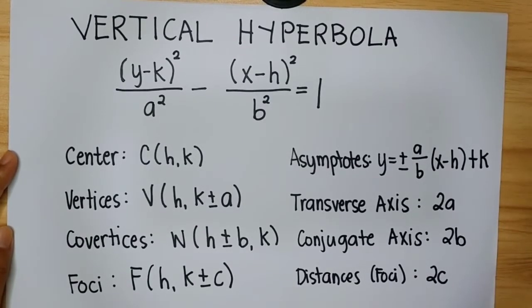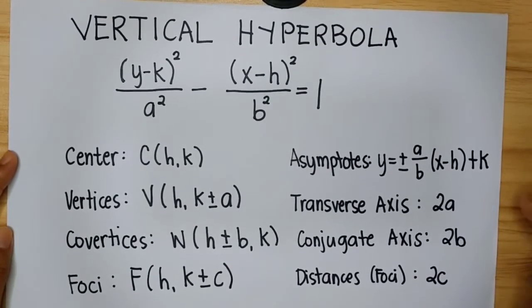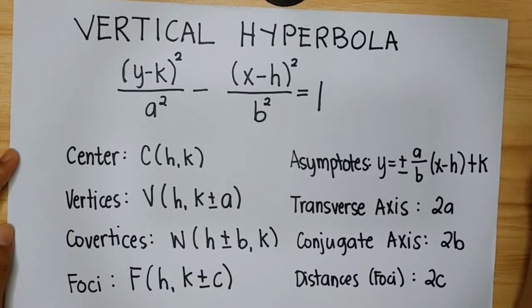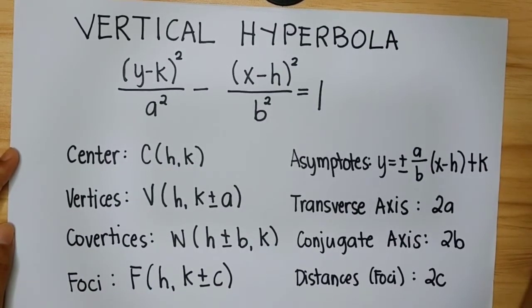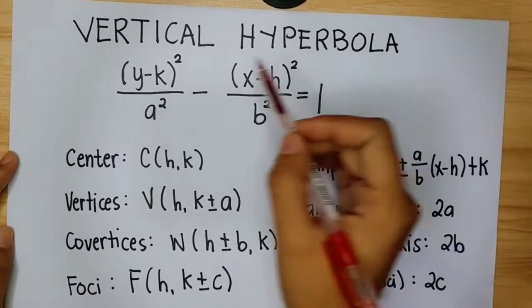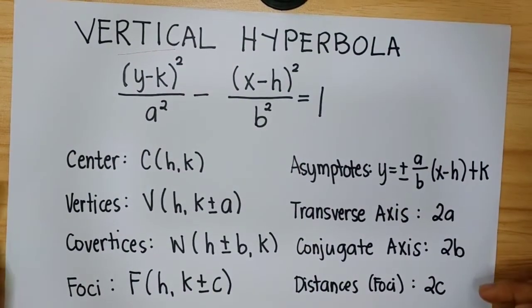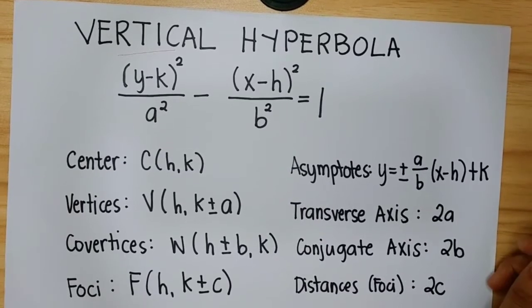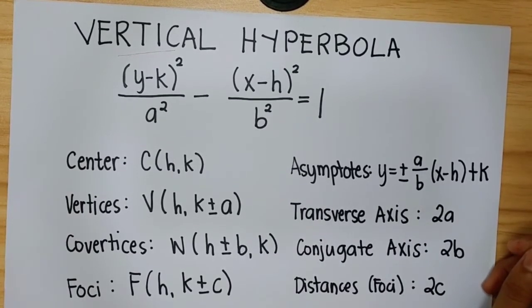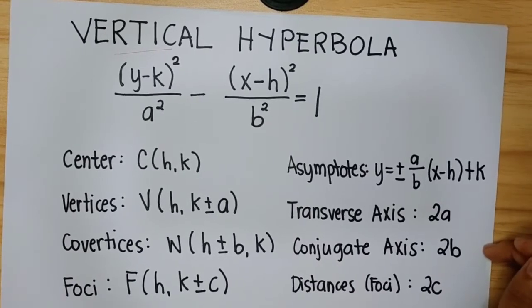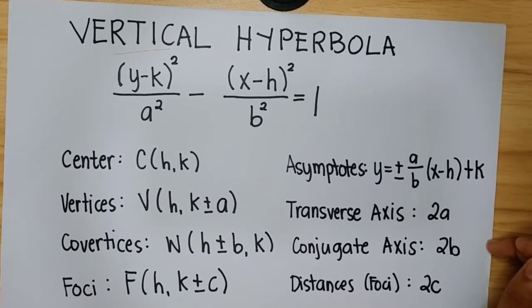Okay, hello class. For today, we're going to discuss what the features of a hyperbola are if its orientation is vertical. Last time, we discussed the hyperbola when its orientation is horizontal. If you haven't watched that video, kindly watch. It's in our playlist, or I will post the link in the description box.